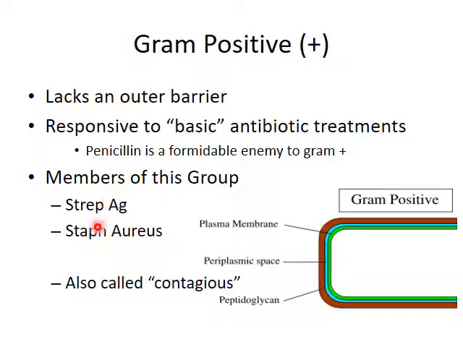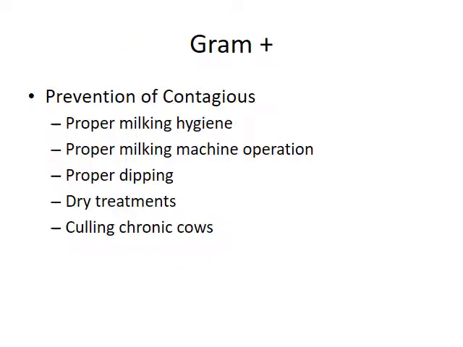Some of the players we're going to talk about are two contagious bacteria that are gram positive. So these two are also called contagious. Strep ag and Staph aureus are two that can respond very well to antibiotic treatment, especially penicillin based. When we're thinking about gram positive, we're thinking about strep ag and Staph aureus. We're also talking about contagious.